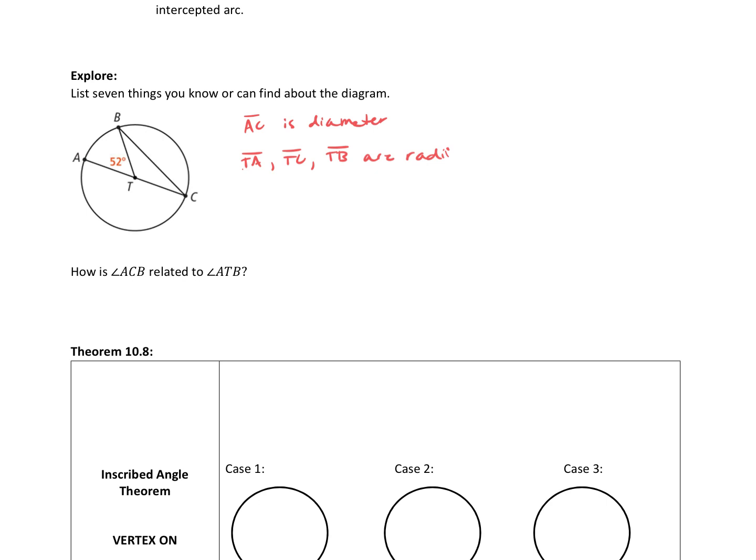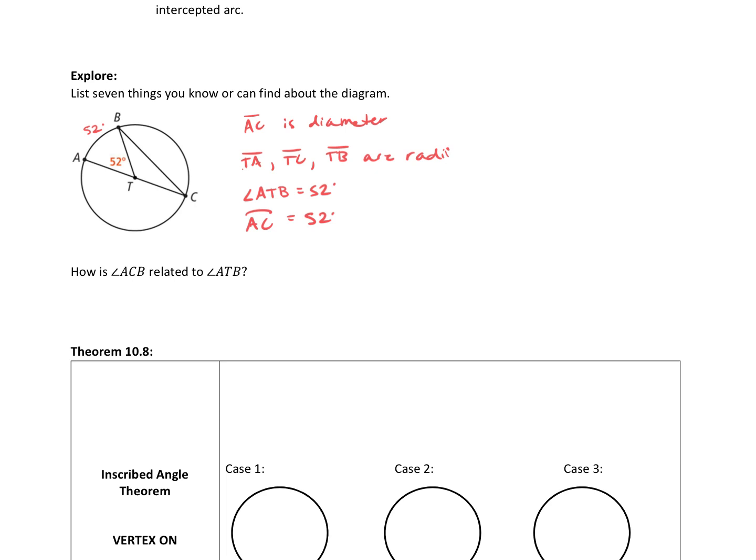We can see that angle ATB right here is 52 degrees. That's a central angle. If the central angle is 52 degrees, that means that arc AB has the same measure, 52 degrees.